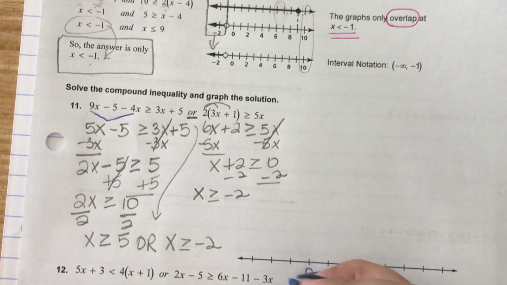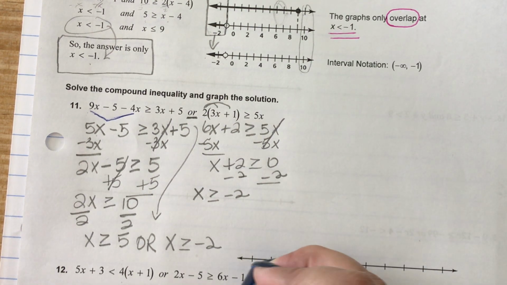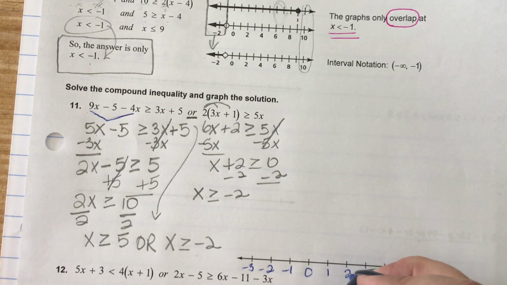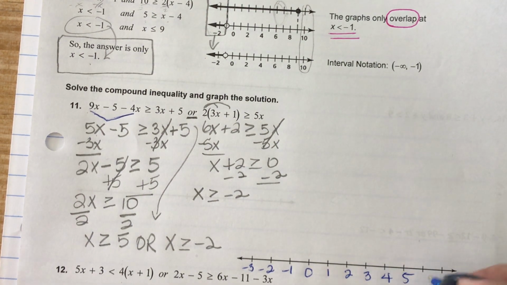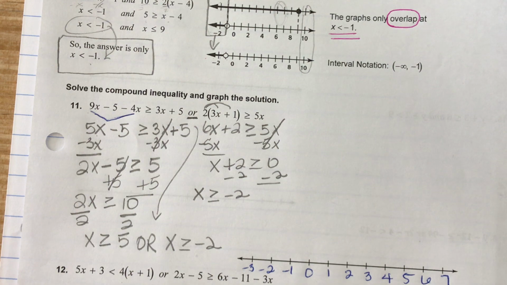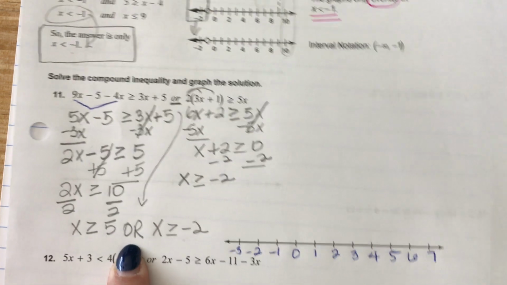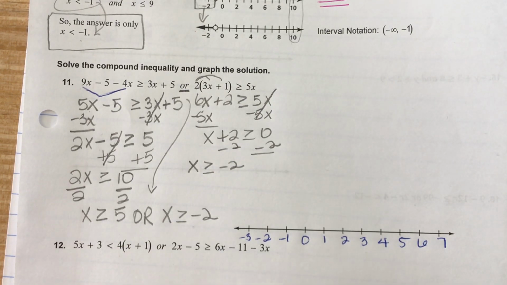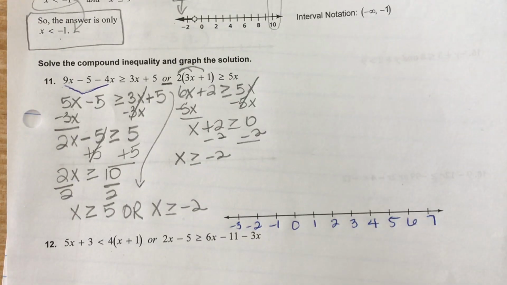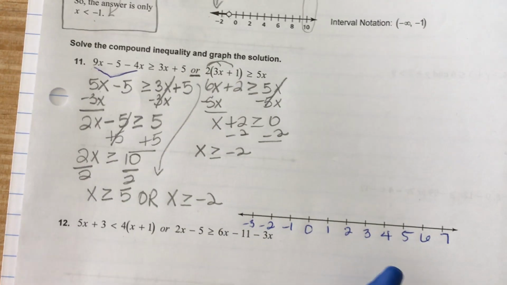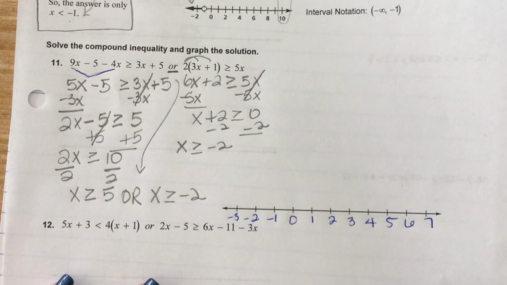So I'm going to put 0 here, -1, -2, -3, 1, 2, 3, 4. There's 5, 6, 7. Okay, so this is an or statement. As long as it's true for at least one, we are good. I don't need them to overlap. Okay, anywhere where there's shading is going to be a solution here.